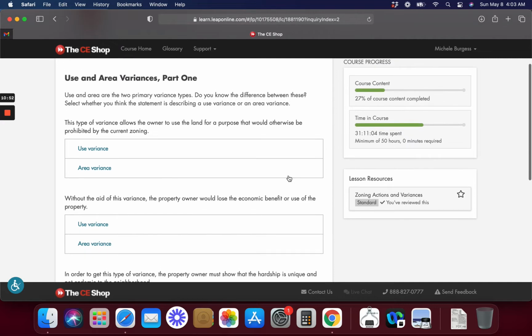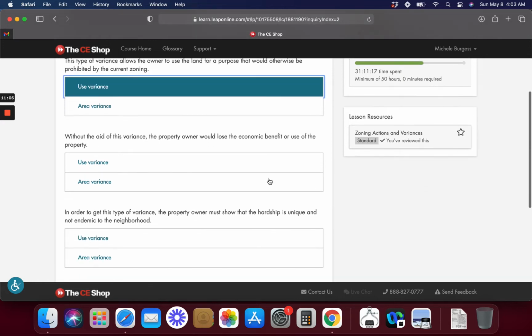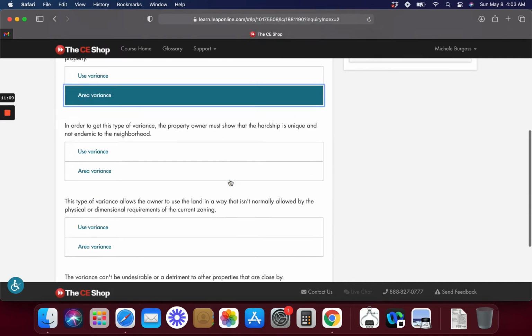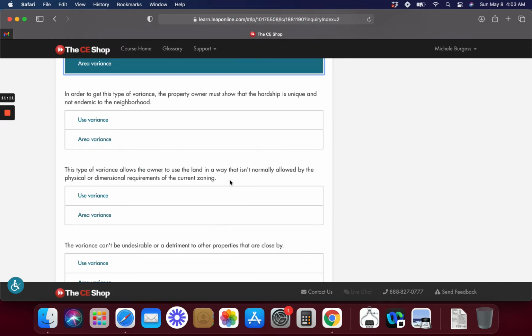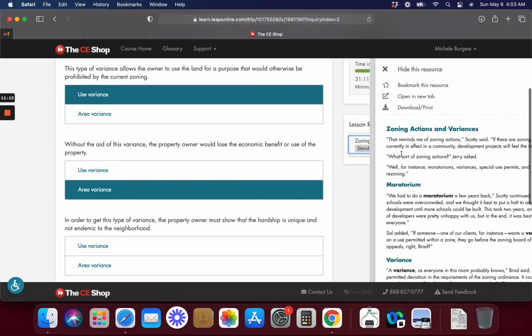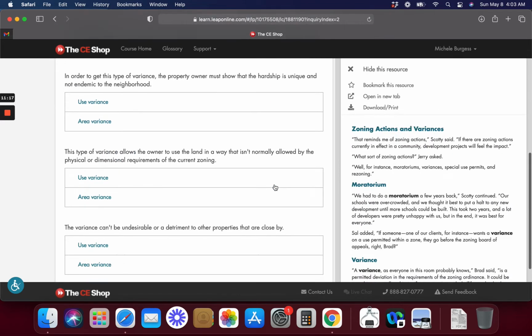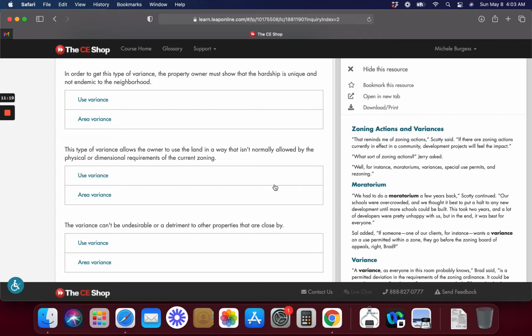All right, use and area, part 1. Let's see. This type of variance allows the owner to use the property for a purpose that wouldn't otherwise be permitted by the current zoning. Without the aid of this variance, the property owner would lose the economic benefit of the property. In order to get this type of variance, the property owner must show the hardship is unique and not endemic to the neighborhood.